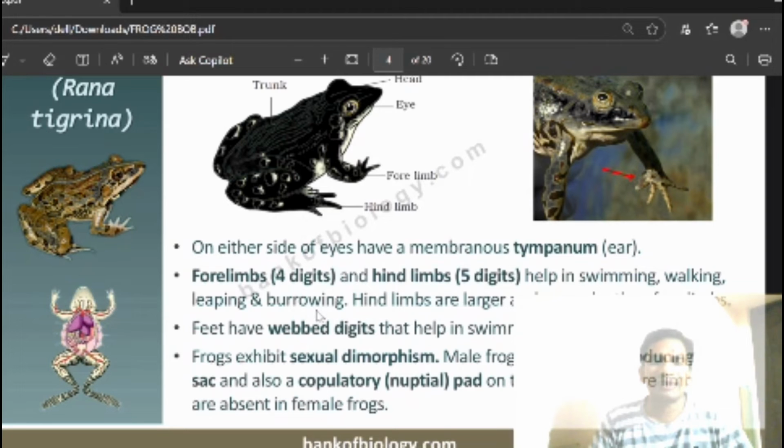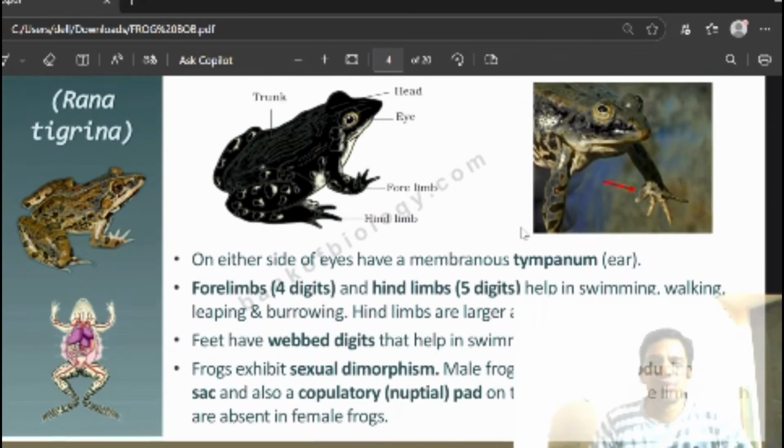And the frog exhibits sexual dimorphism. What is sexual dimorphism? We can distinguish male and female frogs by their external characters, which is called sexual dimorphism.